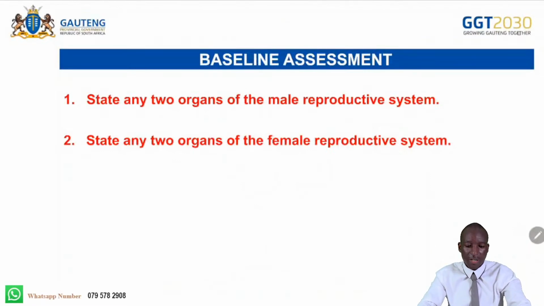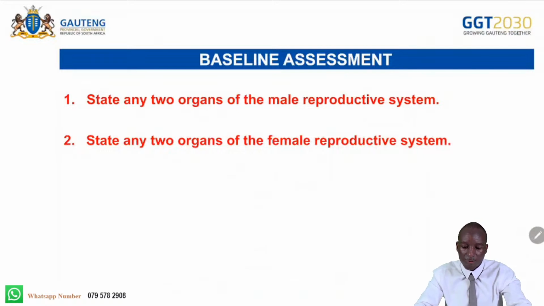Right, welcome back. I'm sure you managed to work out those questions. It was just a matter of stating two examples for each reproductive system. Right, the first one, let's look at number one. It says state any two organs of the male reproductive system. Right, from the lot that we have there, just pick any two. Okay, let's look at those organs.